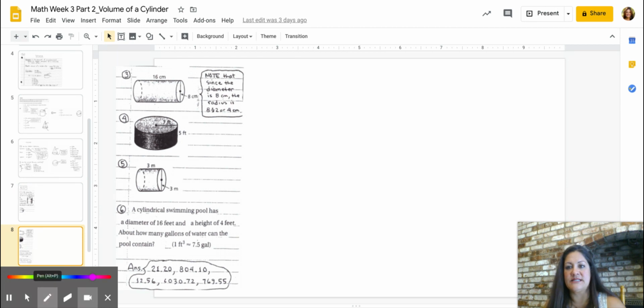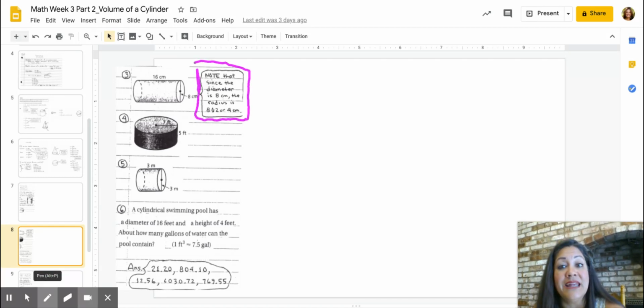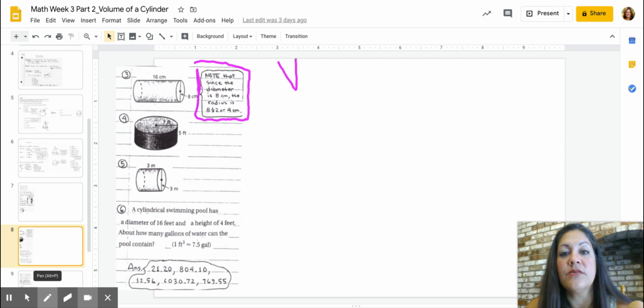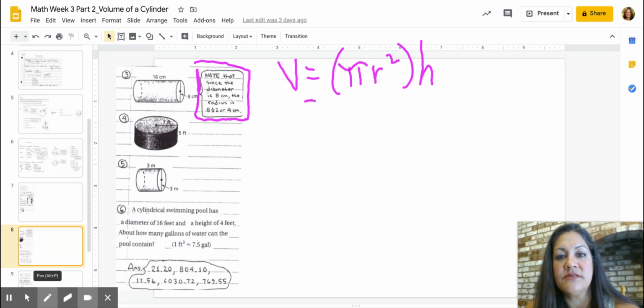Bringing us to the next page. Number 3 says, note that since the diameter is 8 centimeters, the radius is 8 divided by 2, or 4 centimeters. Now this cylinder is tipped over on its side, so to us it looks like that 16 is length, but we're still considering that the height because we have the circles as our bases. Okay, so let's write our formula. Volume equals base times height.